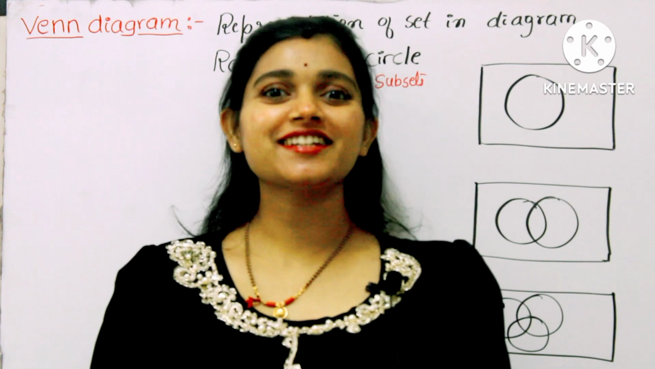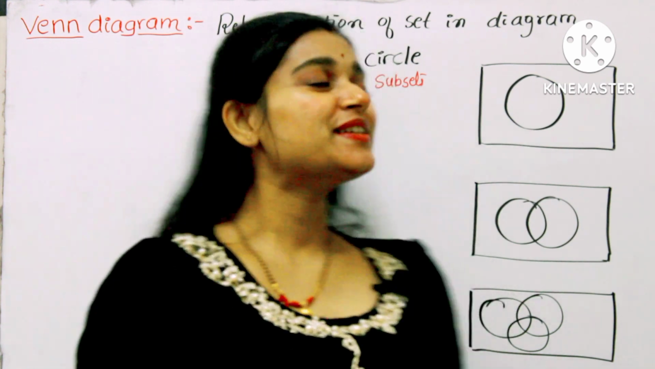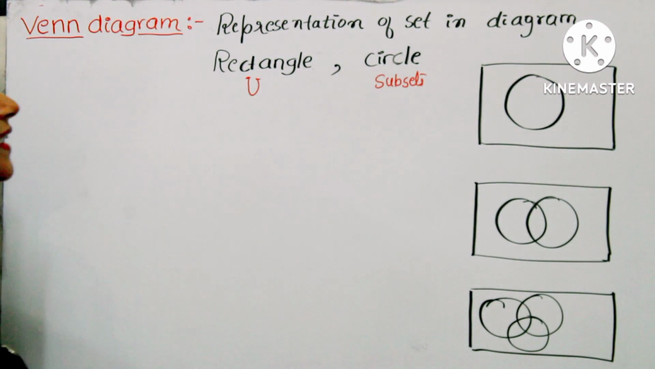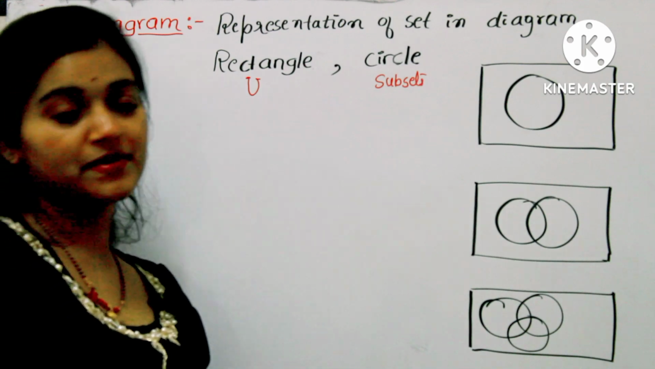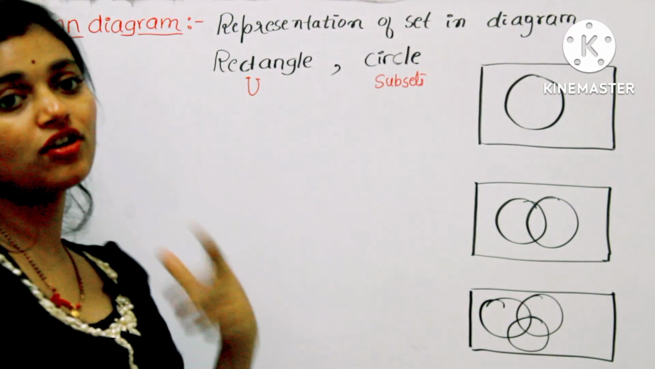Today we are going to study introduction part 2 of sets. So that is the Venn diagram. So what is a Venn diagram? Venn diagram means representation of sets in a diagram. So that is what a Venn diagram is.